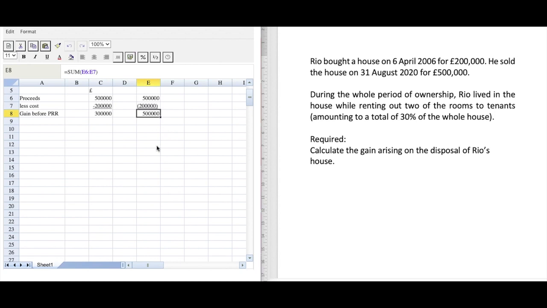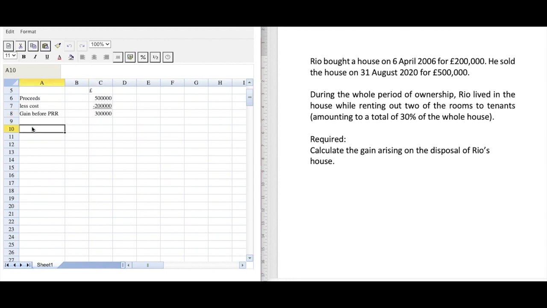Okay, so that's just something to watch out for, is that if you're in the habit of putting brackets like I am when I do mine, because that's how I write out all my answers, then it's not going to work. So you want to make sure you're using the minus sign at the start. Okay, so we've got 300,000 as our gain before the PRR.